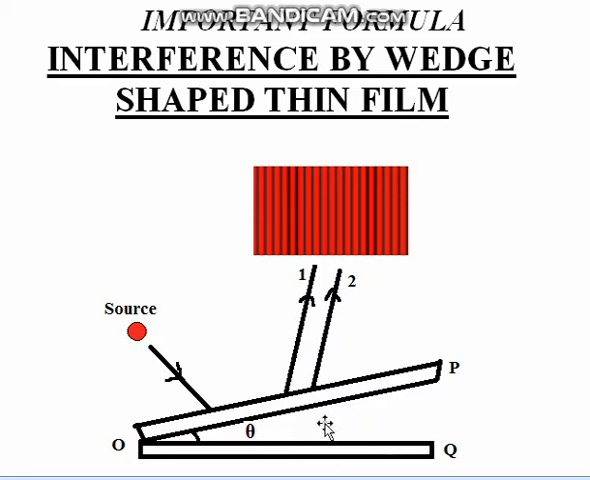Now if monochromatic light is incident on the plates, a series of straight line fringes will be seen parallel to the line along which they touch. Here these are the fringes and you can see that they are linear fringes, they are localized fringes, and the fringes will be seen parallel to the line along which they touch. This is due to interference by the division of amplitude.